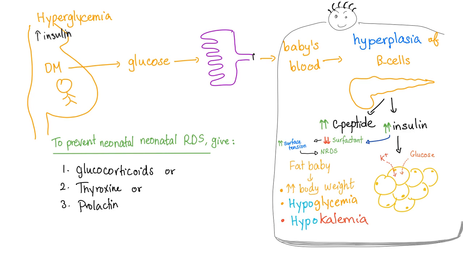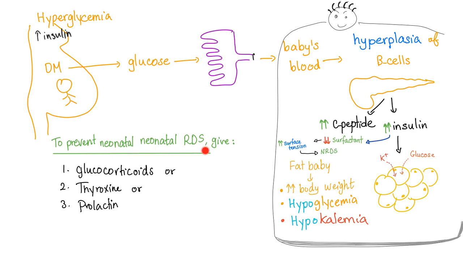Increased insulin is going to feed the fat, getting glucose into the cell and getting potassium into the cell. The baby will end up with hypoglycemia and hypokalemia, and since we are feeding the fat, the baby is going to have increased body weight. One of the causes of increased body weight in a newborn is a diabetic mother. I hope this makes sense.